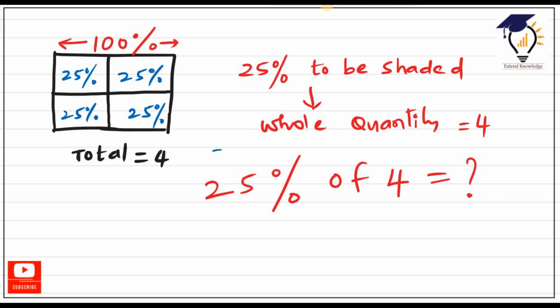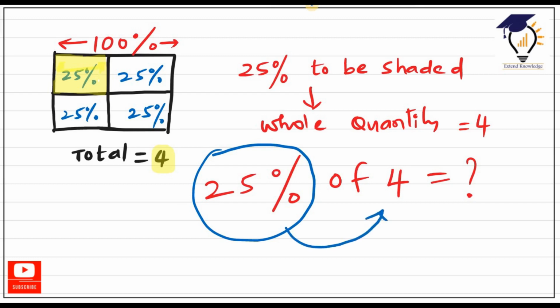So I want 25% out of these 4 quantities. What it means is I need to shade any one block. This is what my question is asking. So this is the answer: 25% of 4 blocks will be equal to 1. So let's check this by solving.